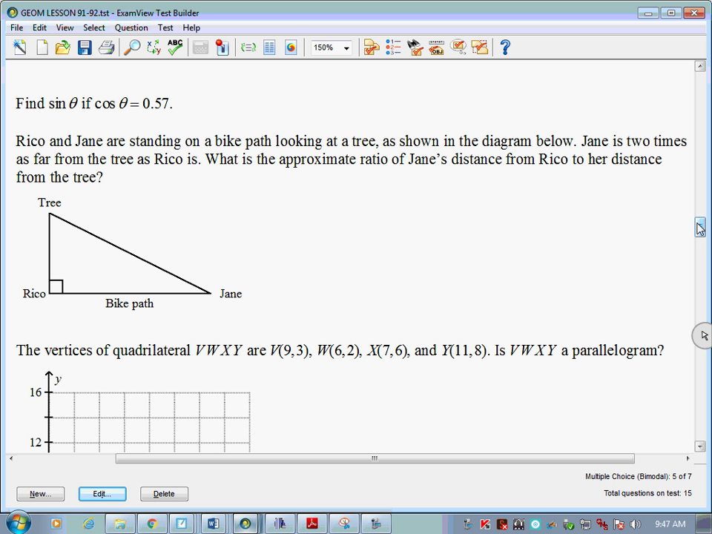So I don't care if you use your trig identity for this, or if you use Pythagorean theorem, so long as you get the right answer. Not very many math teachers will tell you that.